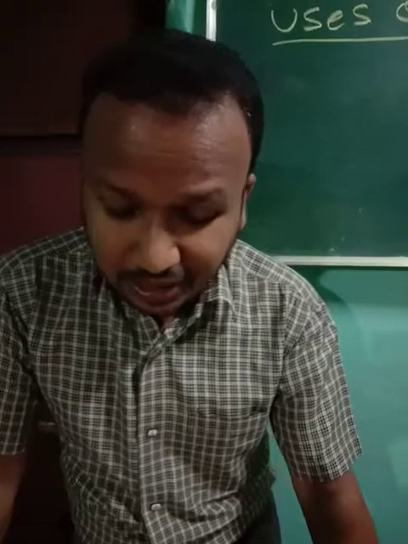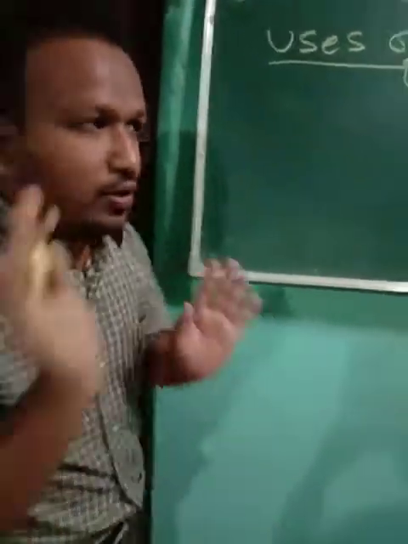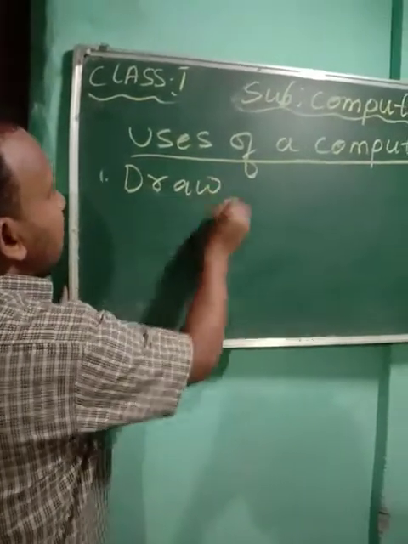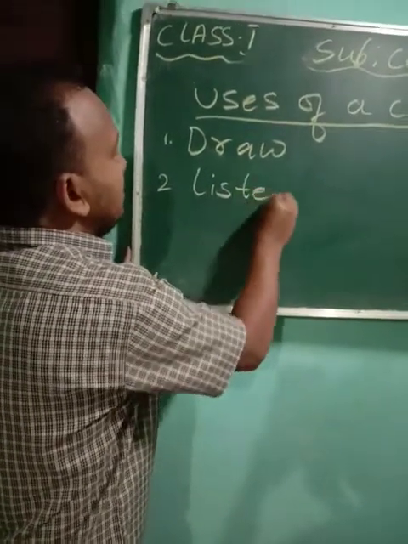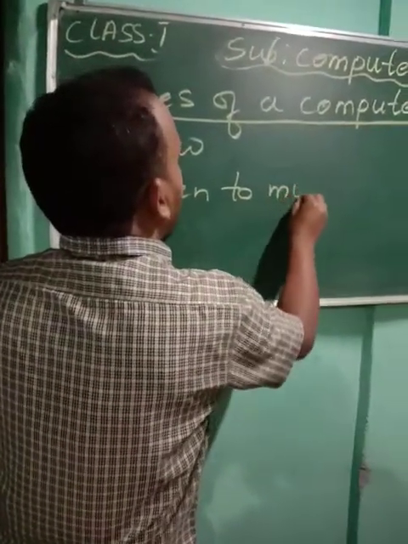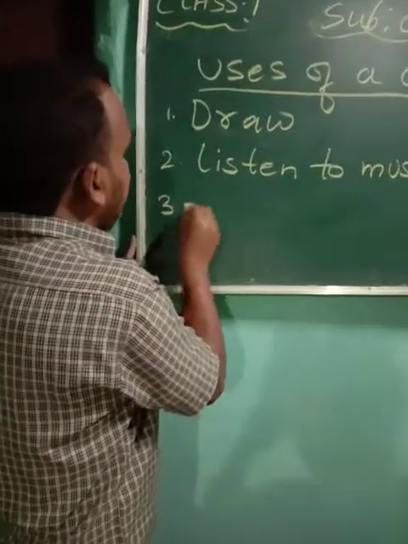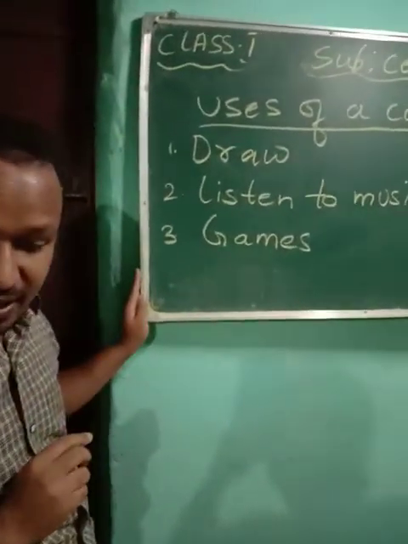All these things I have discussed are the things which we do on a computer. They are the uses of a computer. Now one by one I will write, and you all will see it very properly. What are we doing first, children? Listen. We are able to draw. Next thing, we can listen to music very properly. After that we can play games. Different types of games you can play.